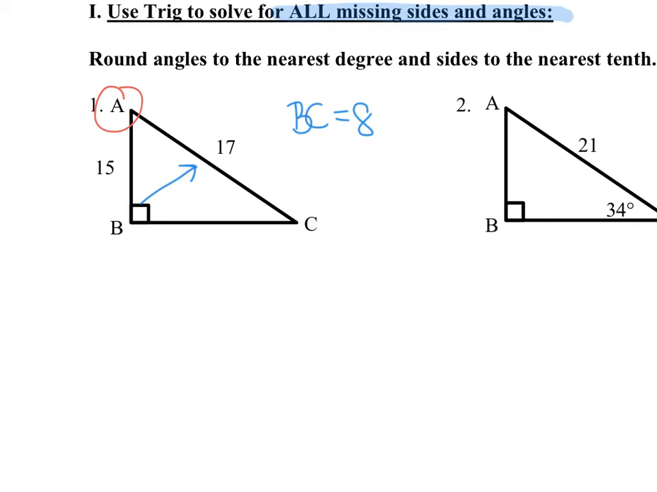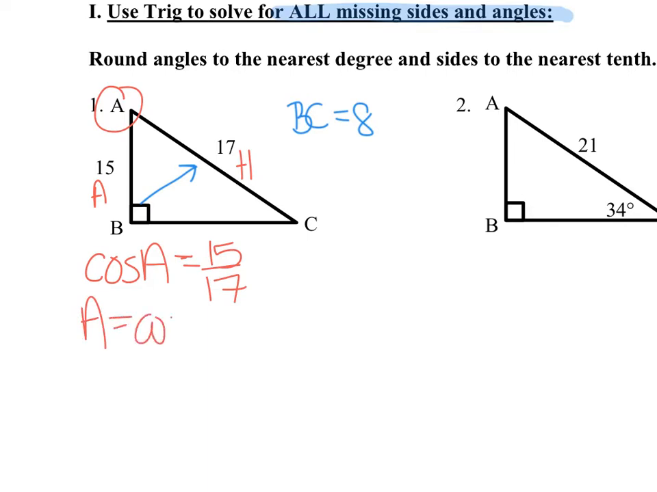Okay, so if working with angle A, 15 is going to be adjacent, and then 17 is going to be the hypotenuse. So which trig ratio uses adjacent over hypotenuse? Hopefully you said cosine. So cosine A equals 15 over 17. Now, remember from Friday that anytime you are solving for an angle, you need to do the inverse operation in your calculator. So A equals the inverse cosine of 15 over 17.